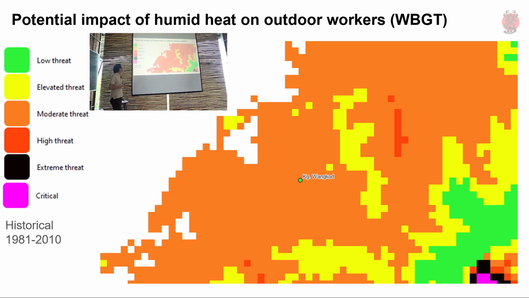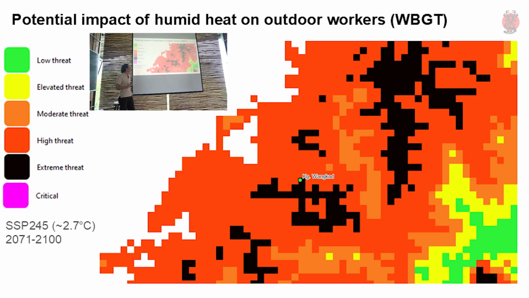Today in Wangkok, you can see a lot of high threat, but again, here is quite bad. But when you move to the future, yes, even in this small area here of Wangkok, there is extreme threat of heat stress. So considering paddy, I'm not sure if we can shift to farming at night. This is something we have to look into for them. This area is considered an extreme threat, so it might be critical for them in the future.